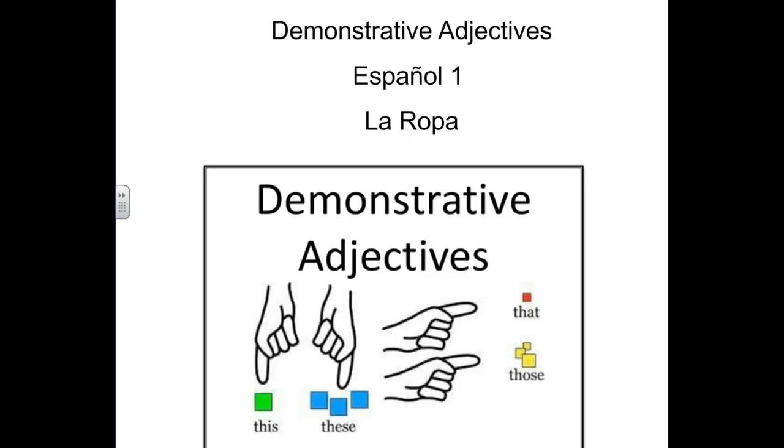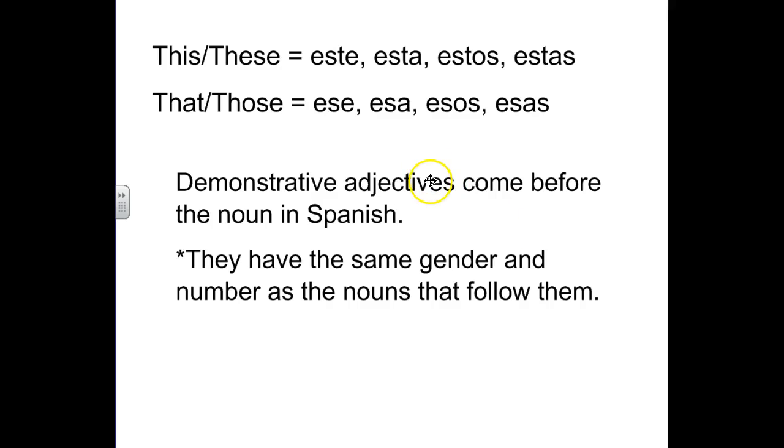This is Señor Irvin, and this is a quick lesson on something called demonstrative adjectives. They are part of our Ropa unit. Basically, demonstrative adjectives are used to point out people and things. There are several examples of demonstrative adjectives, and here's a couple.